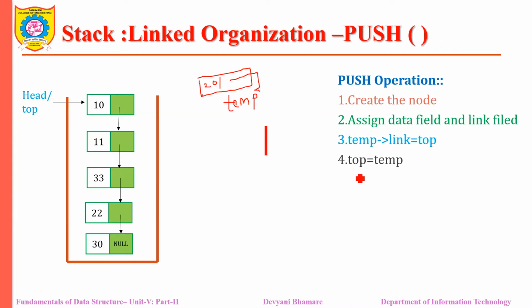Then what we need to do? We are saying that temp of link points to top. As I want to insert this node, we are saying temp of link is equal to top, right? And then top, instead of pointing to 10, is pointing to the newly created node, that is temp. So in this way, the element is inserted onto this stack. So these two steps are very much important to perform the insert operation, or the push operation, by using a single linked list. Like this way, we can perform this push operation.